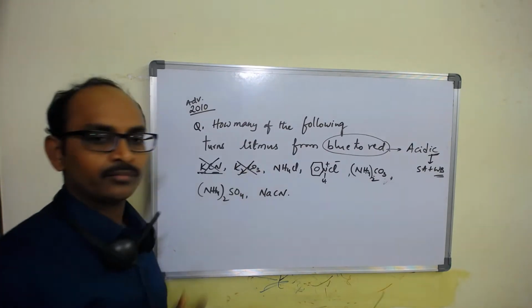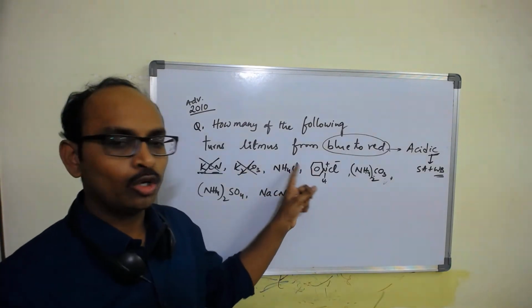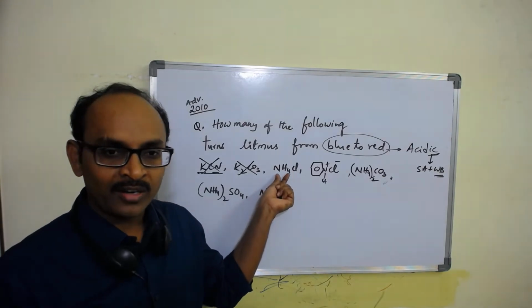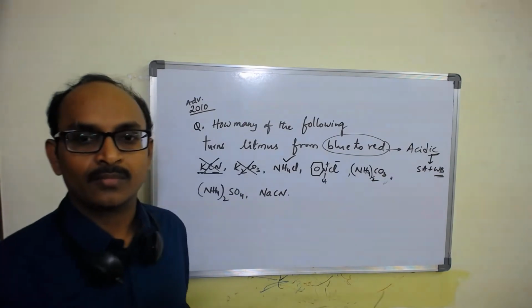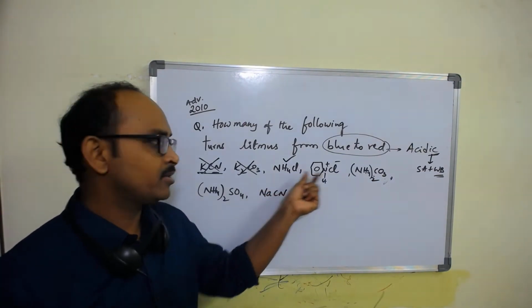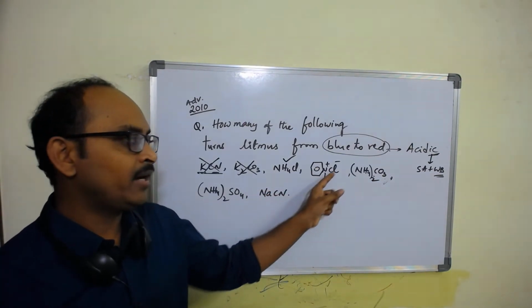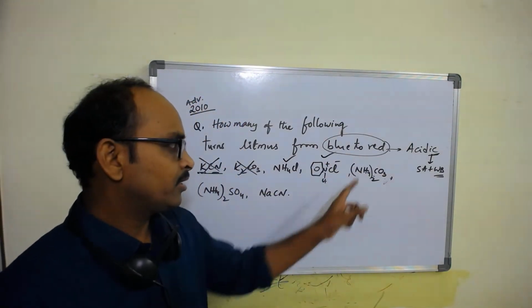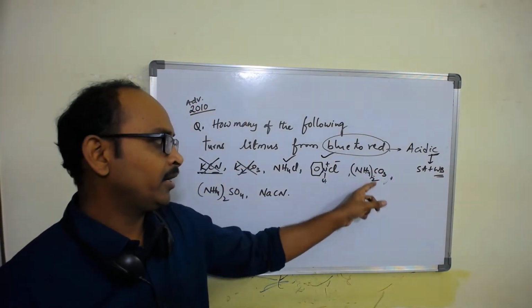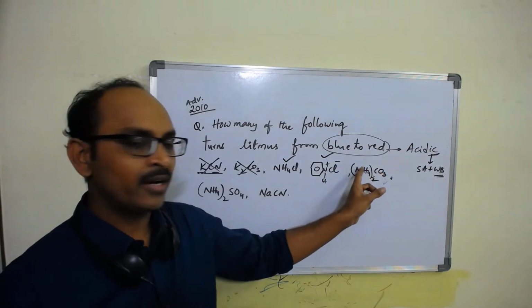Not this. Ammonium chloride is a salt of what? It is HCl, strong acid, and a weak base. Strong acid and weak base. And this one also, pyridine and HCl. It's a salt of strong acid and weak base. And this is ammonium carbonate. Again, it is a salt of weak acid and weak base.